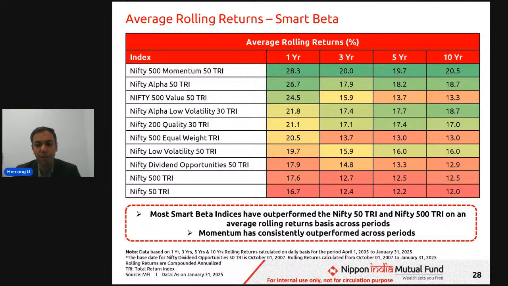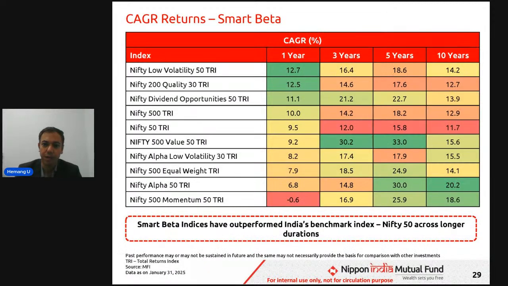With the graph and the heat map, you can easily see that most of the smart beta funds have outperformed Nifty 50 and Nifty 500 across periods. Momentum is at 28% returns in the 1 year period, 20% for 3 year and 5 year, and so on. If you go down, we see alpha low vol, value, quality, equal weight. All these have outperformed the Nifty 500 and Nifty 50 across periods. This is point-to-point returns annualized, basically compounded annual growth rate, for the 1 year period.